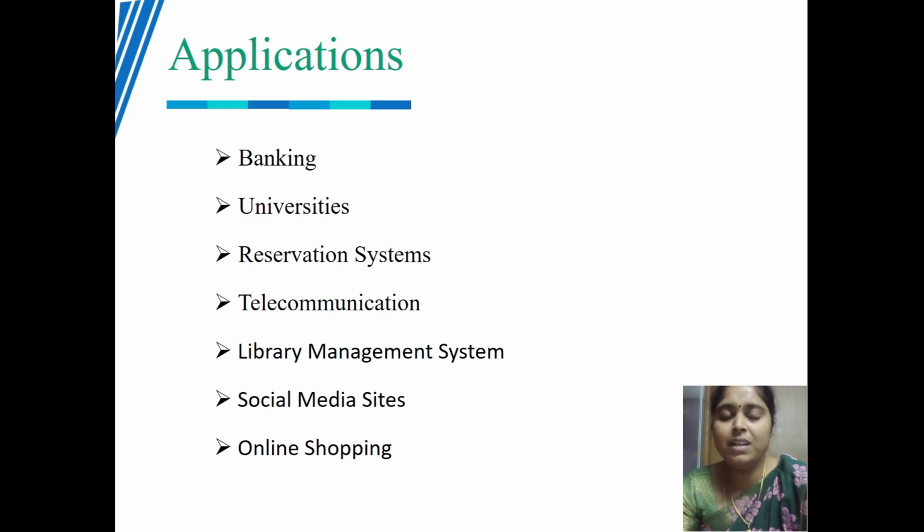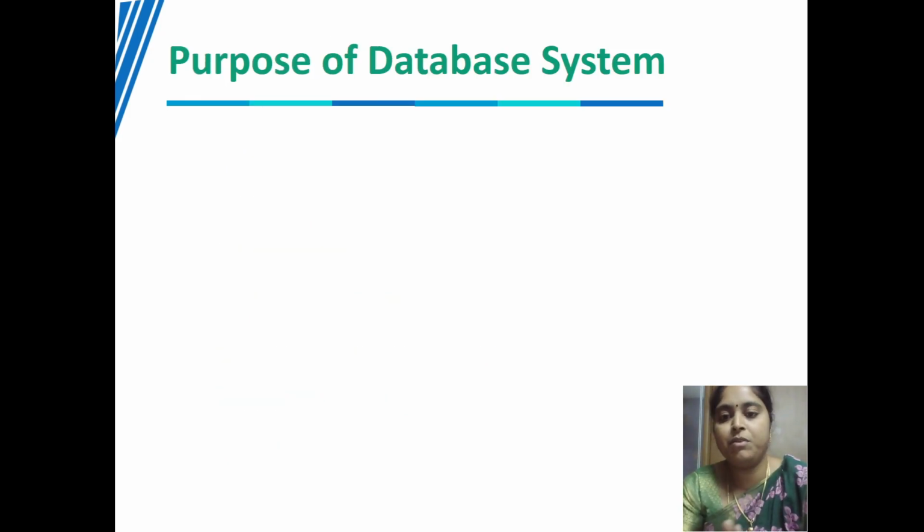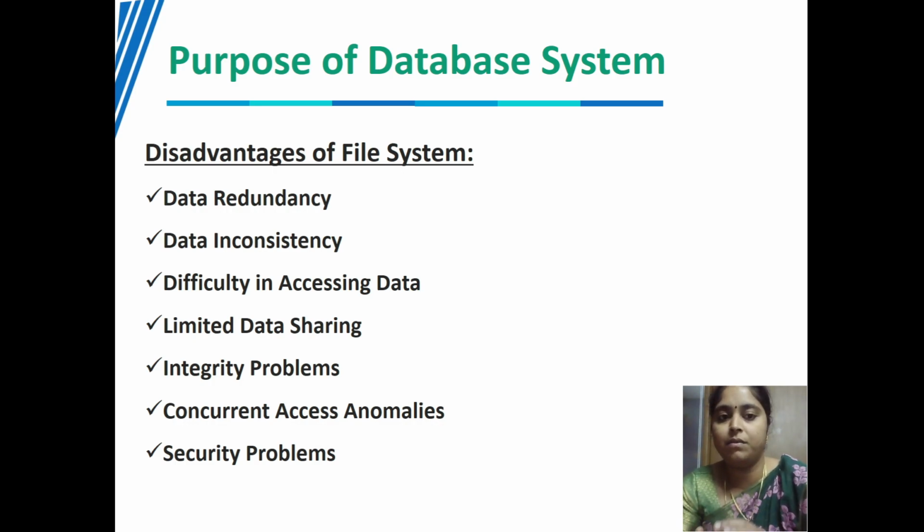Then what are the disadvantages of the file system? Before we used the database system, we used file systems, right? So what are the disadvantages of that? First thing is data redundancy. Then data inconsistency. Then difficulty in accessing the data. Then unlimited data sharing, so integrity problems are there. Then concurrent access anomalies. Anomalies means something wrong. So concurrent access anomalies and security problems. So these are all the disadvantages of file systems. To overcome these disadvantages, we use a database.